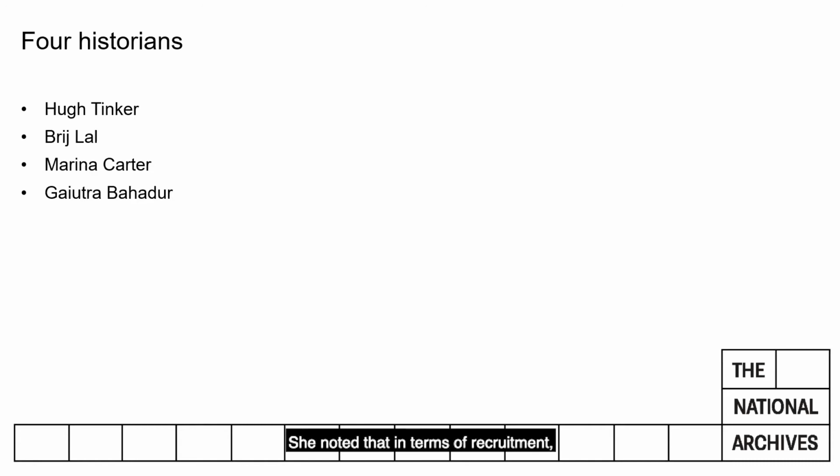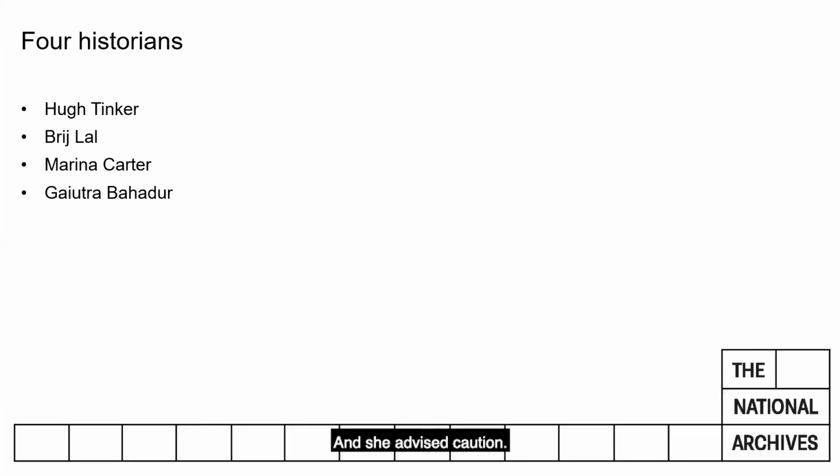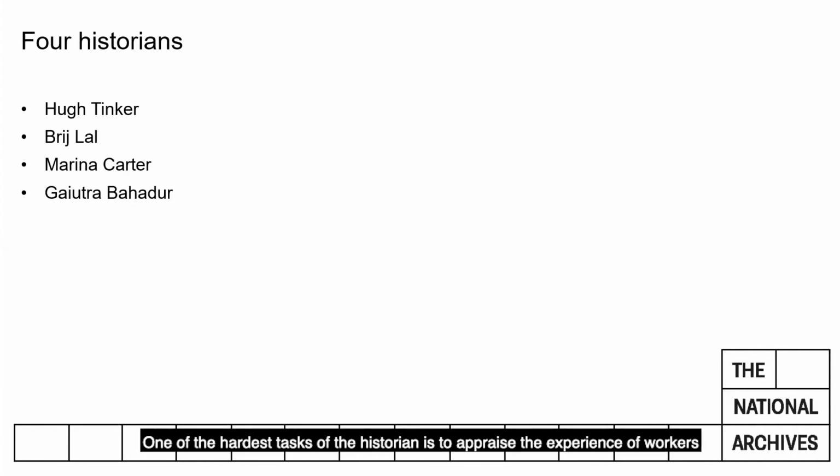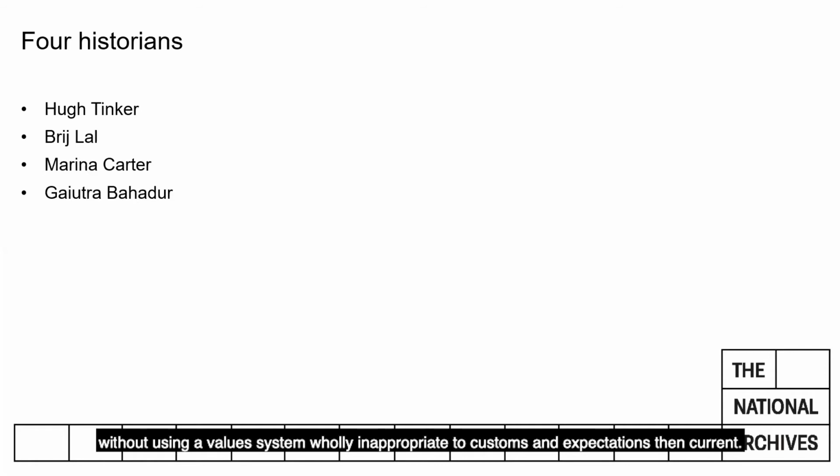She noted that in terms of recruitment, historians have positioned themselves on a scale from coercion to voluntarism. Her own research on Mauritius indicated that there was circular migration and that returnees helped to recruit others in turn. In terms of the working lives of Indian indentured labor, she said historians had come close to seeing every response of workers, from saving money to gambling, as an act of resistance, and she advised caution. One of the hardest tasks of the historian is to appraise the experience of workers subjected to exploitative working practices without using a value system wholly inappropriate to customs and expectations then current.